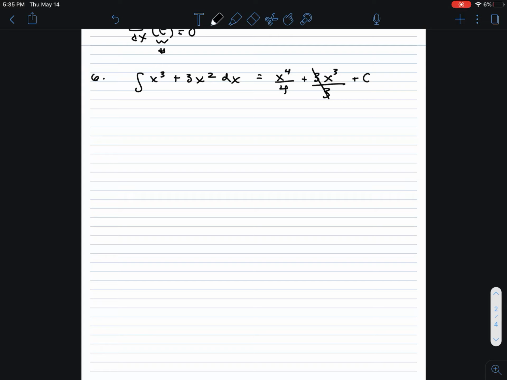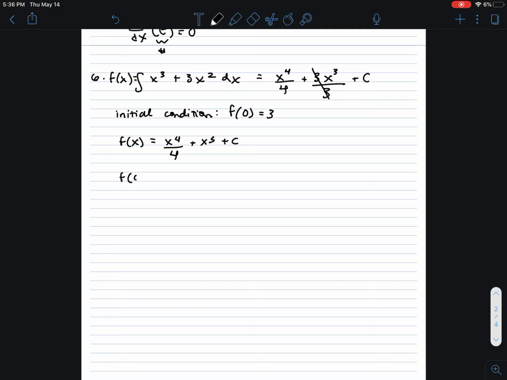So let's say, let's call this function s of x. Sorry, I was thinking s of t, but normally, let's just call this guy f of x. And let's say we were given an initial condition f of 0 is equal to 3, then I would know that this f of x equals x to the 4th over 4 plus x to the 3rd plus c.